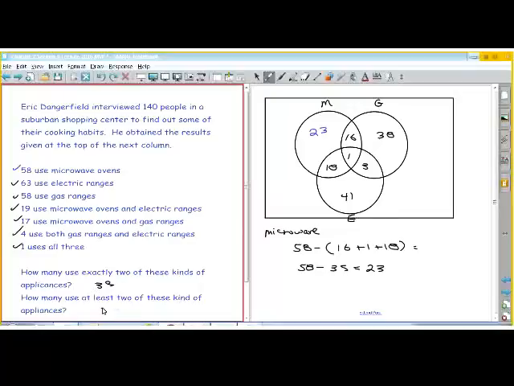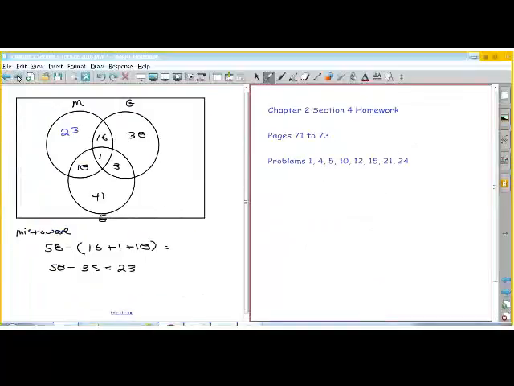It says how many use at least 2 of these kinds? That would be 40. Because at least means 2 or more, and so you add the case where you also use all 3. So there are some other questions that you couldn't have answered by just looking at the original data. That's the whole concept here. So now you're going to write that down. I'm going to hand out the problem we're going to work on.